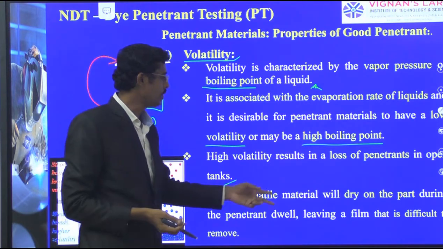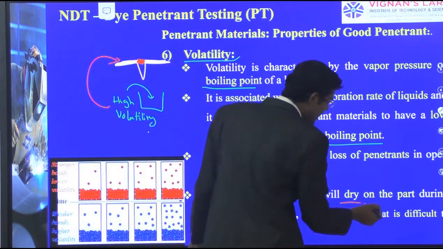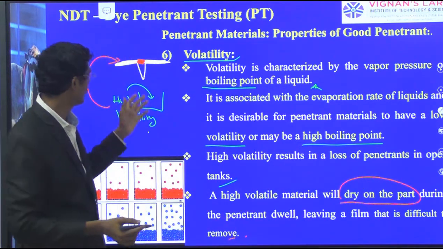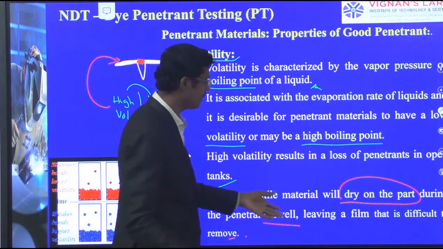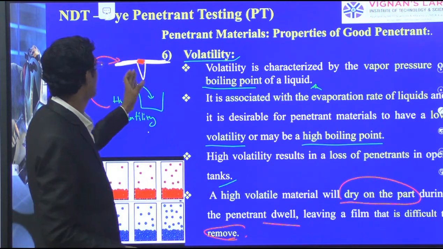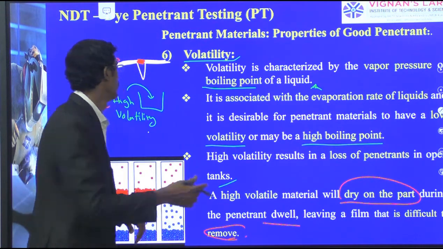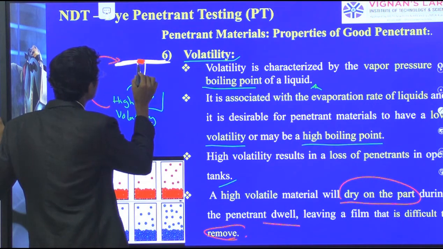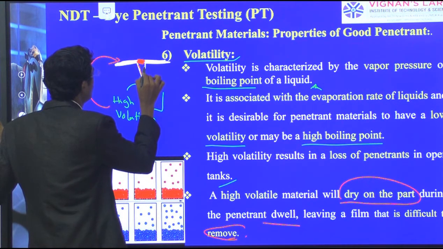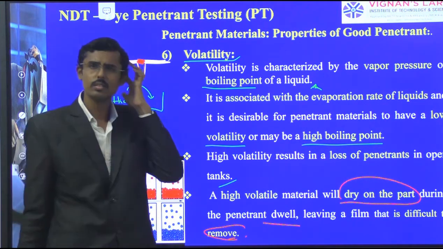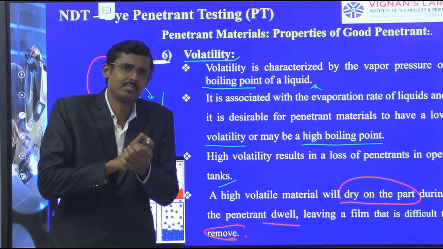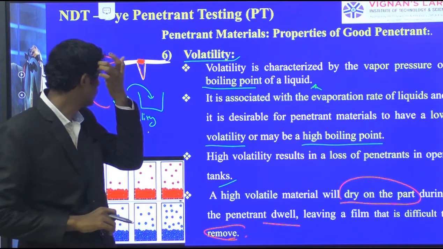The highly volatile material will dry on the part. See, it's dry on the part. It dries on the part during the penetrant dwell time, leaving a film that is difficult to remove. So it is not possible to take it out, or the drying operation leaves some light film, like a stain. A small film is left there, so it is also difficult to remove because it sticks to the sample. So those considerations are to be made.